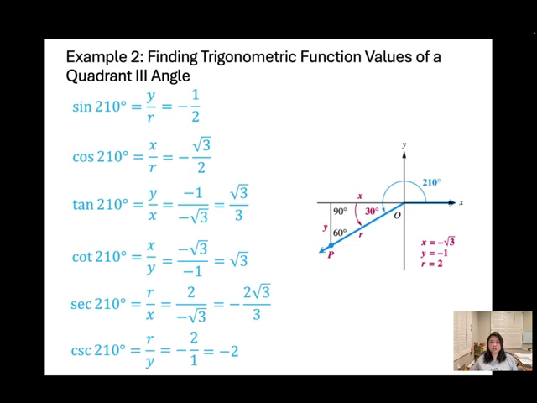Okay, one more time. When they give you the angle, first try to find the reference angle. If that is a special angle, meaning 30 degree, 60 degree, or 45 degree, you should be able to tell what your x, y, and r are. So based on this triangle, you're going to find the 6 trigonometric function values.